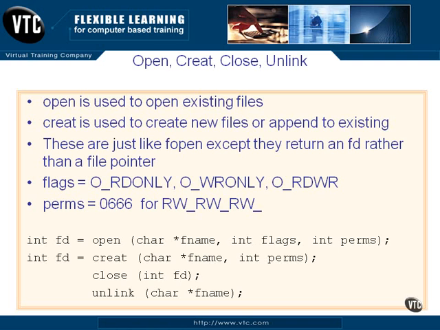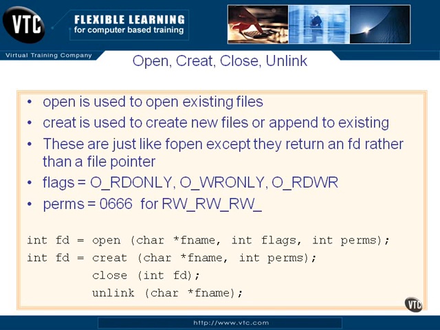The open call is used to open existing files that are already on the file system. Create, notice the E is missing off of it, it's just CREAT. That is correct, I didn't typo that. Create is used to create new files or to append to an existing file. These work just like fopen that we saw earlier, except that these calls are lower in the operating system and they return a file descriptor rather than a file pointer like we're used to dealing with.